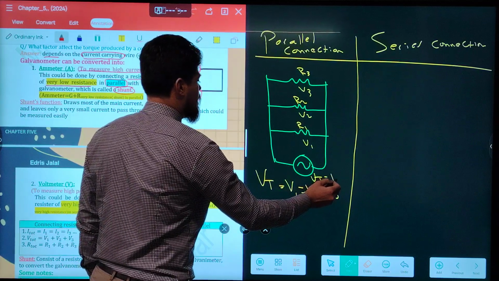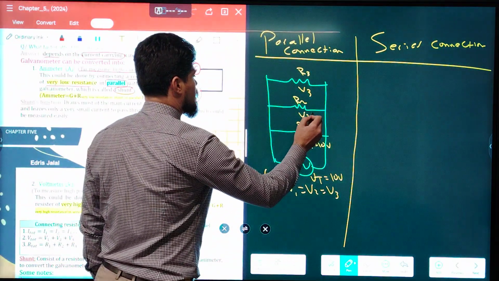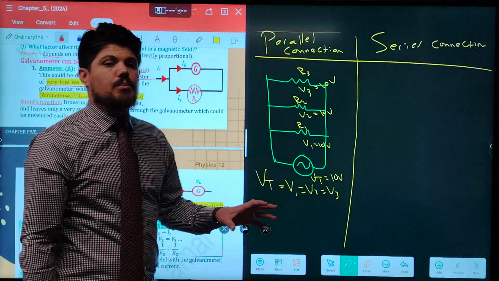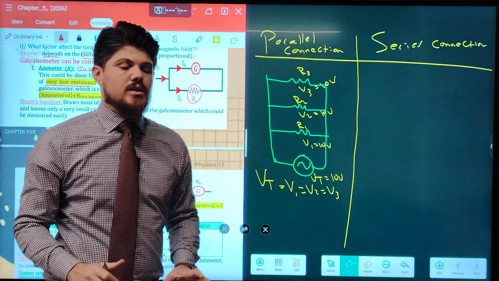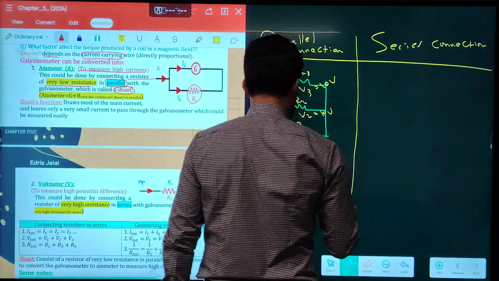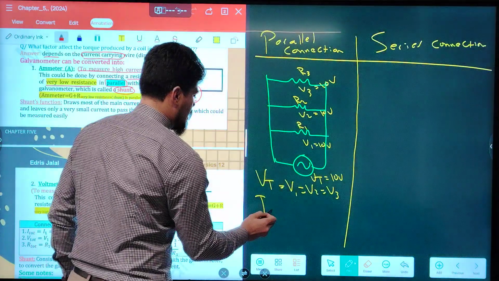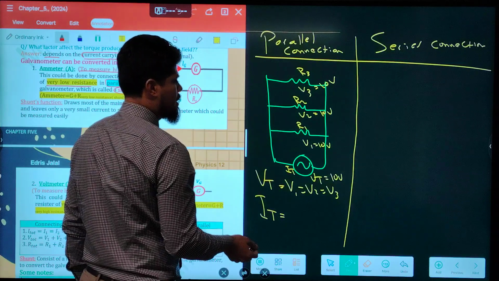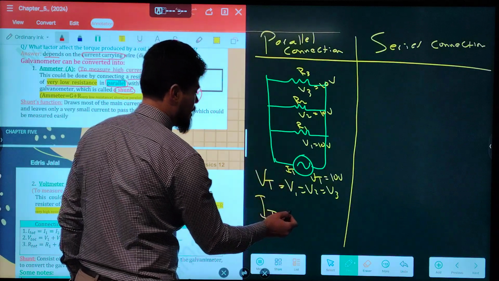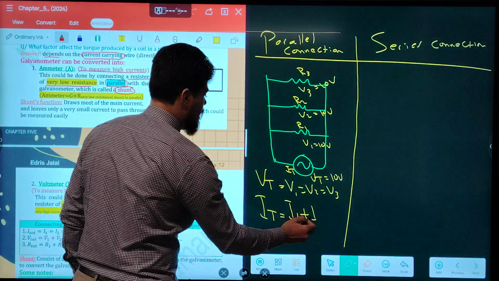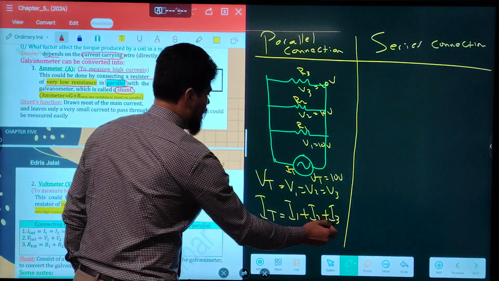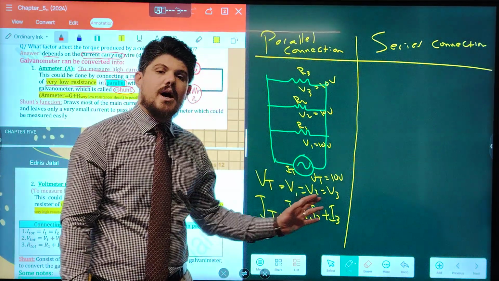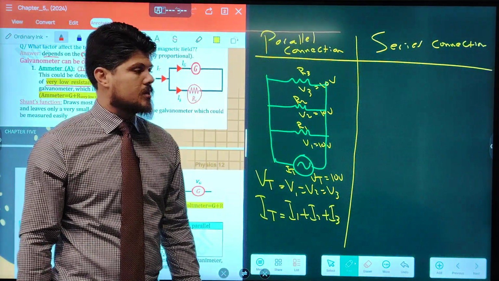For example, if V total is 10 volts, how about V1? Still 10 volts. Yes. V2, 10 volts. V3, 10 volts. It means that in parallel connection, potential difference doesn't change. Potential difference is constant. But the current, I total, we have to add up the individual currents that pass through the individual resistors. I total is equal to I1 plus I2 plus I3. How can we get I total in parallel connection? We have to add up all the individual currents through the circuit.